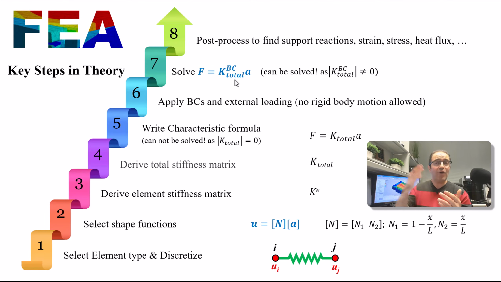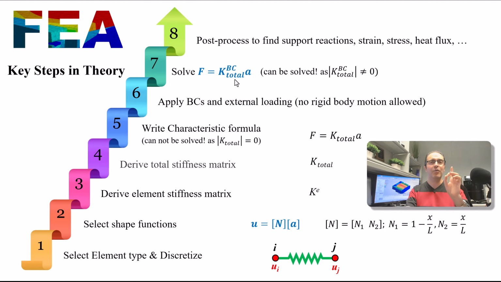The result of all of these methods is the stiffness matrix. The stiffness matrix is one of the most important things in finite element. When we have the stiffness matrix, it's a big thing in a finite element model. The next thing is just to solve the characteristic formula. But before solving the characteristic formula, we need to apply the boundary conditions and we also need to apply the external forces. But finding K total is the main goal of different methods in finite element.